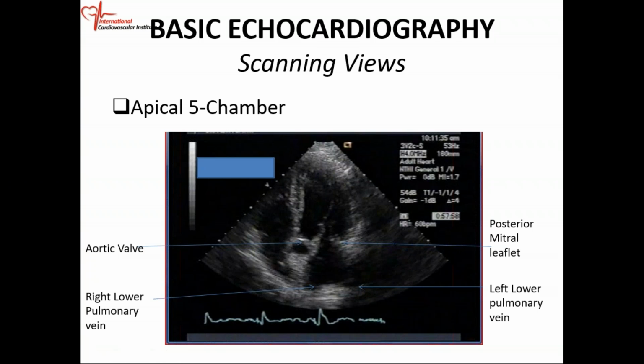This is your aortic valve. Okay, aortic valve is right there. That's your anterior mitral leaflet. Okay, so this is your apical 5-chamber view. Another structure you can see is the moderator band in the RV. Remember, this is the right ventricle. Moderator band is right there in the RV. So this is your apical 5-chamber view. Very important view. So these views are very important. These are the standard views.